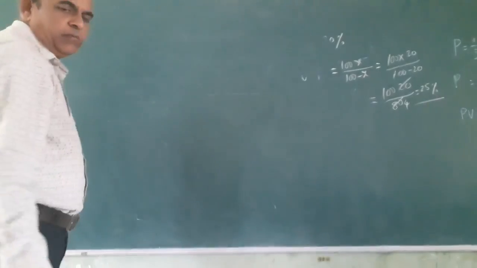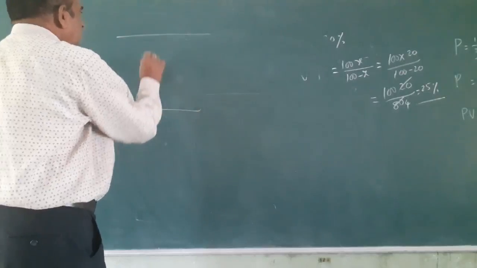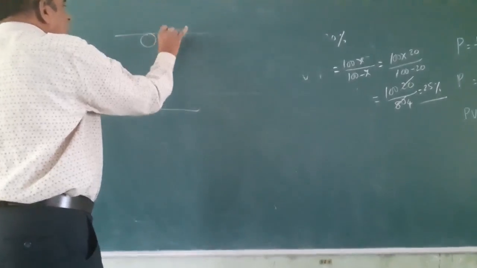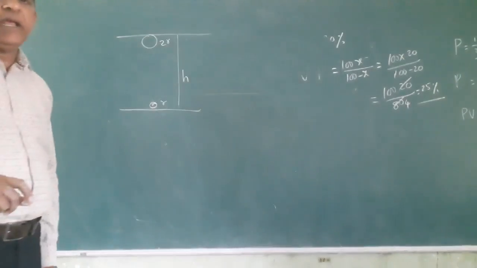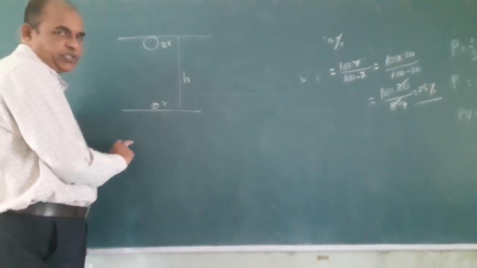Now one problem: there is a lake, and an air bubble goes from the bottom to the top. Its radius is doubled while coming from bottom to top. Calculate the depth of the lake. What is the depth of the lake? Let us assume temperature is constant, that is, an isothermal condition.